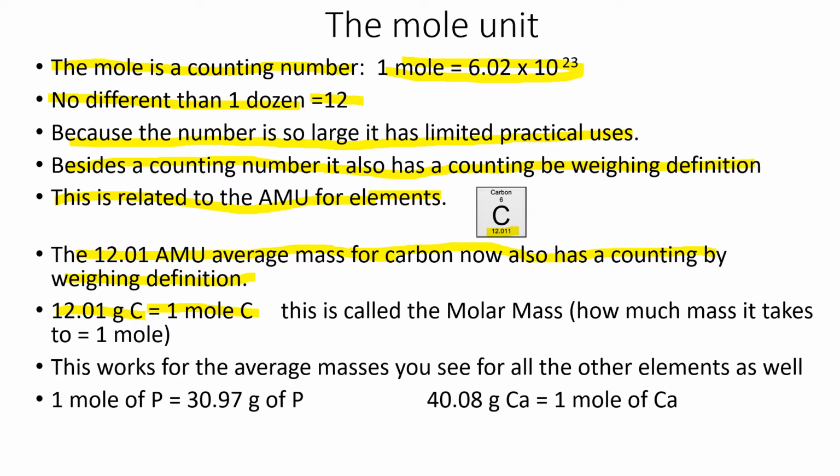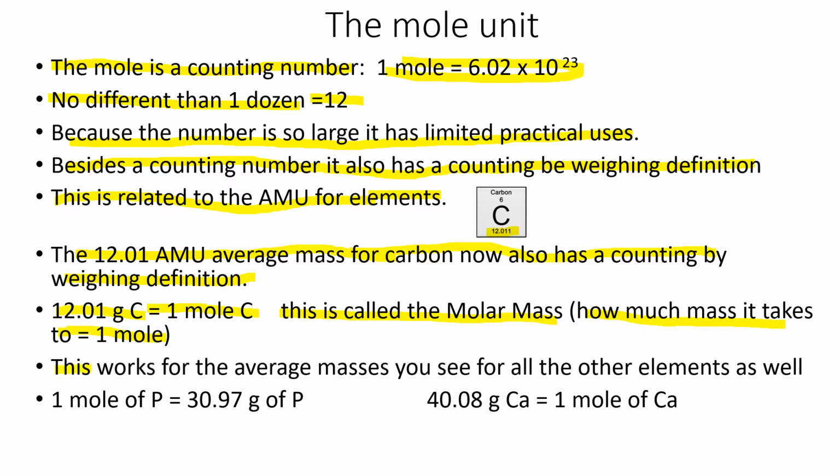We call this relationship, that it takes 12.01 grams of carbon to get a mole of carbon, the molar mass. The molar mass is kind of what it says. How much mass does it take to give you 1 mole of that substance? So that gives us a counting by weighing definition. Now we can count things that are really, really small, like atoms, by weight that we can easily measure, as opposed to individual counting numbers.